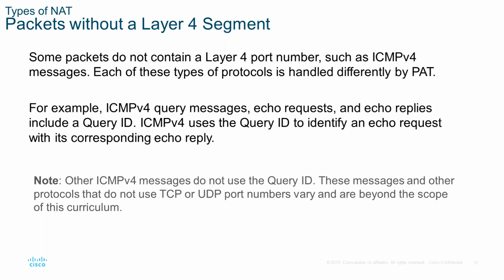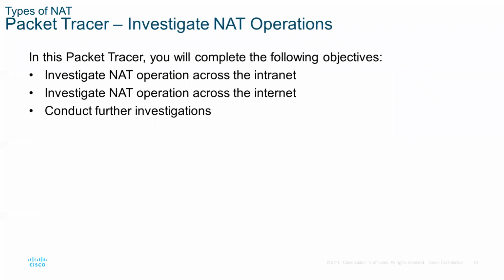So what do we do when a protocol that needs to be translated, such as ICMP, that doesn't use port numbers, comes in? Well, we actually add an identifier to that so that we can identify the conversation and keep the translations occurring. Here's your packet tracer activity to have a look at that in progress.